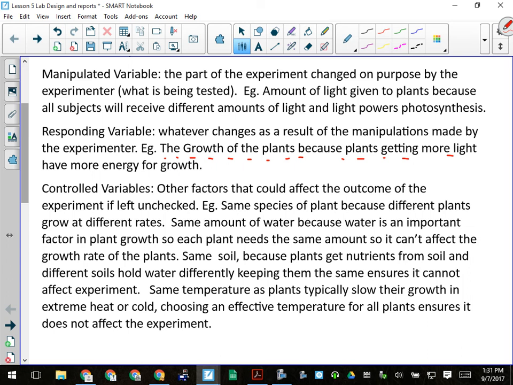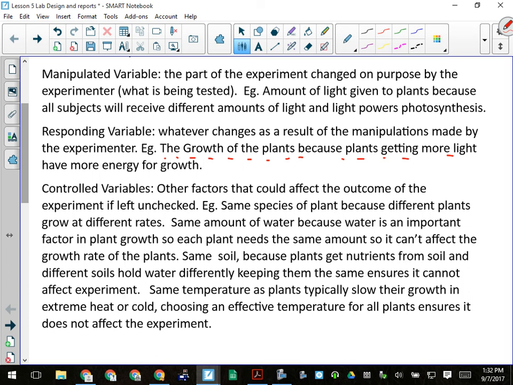Same amount of water because water is an important factor in plant growth. So each plant needs the same amount, so it can't affect the growth rate of plants. And you might even mention in there how much each plant is getting, 20 milliliters per day, something like that. All right, another controlled variable for this experiment, same soil.